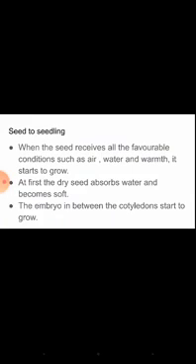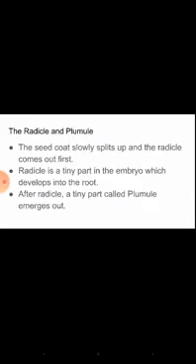At first the seed needs water, it has to absorb water so that the cotyledons and the seed coat become soft. After that the embryo in between the cotyledons starts to grow. Let us see how that embryo is starting to grow. The radicle and the plumule. What are this radicle and plumule?